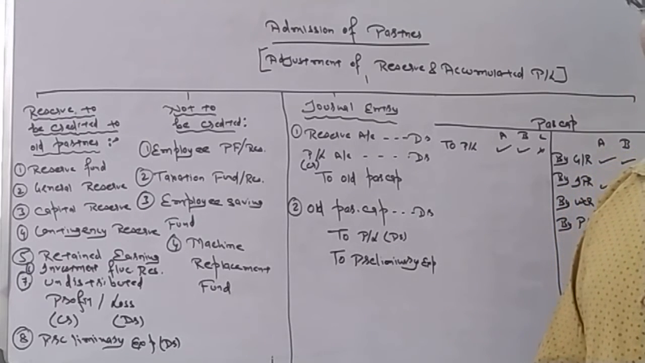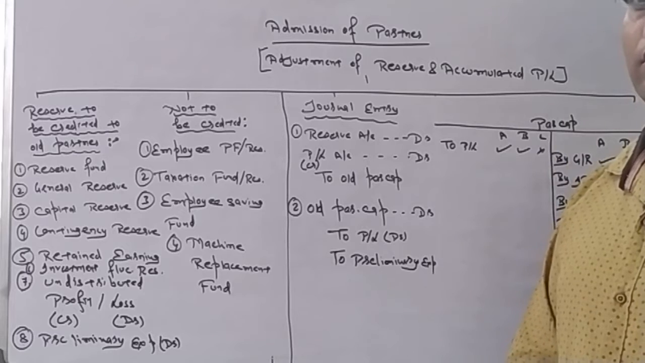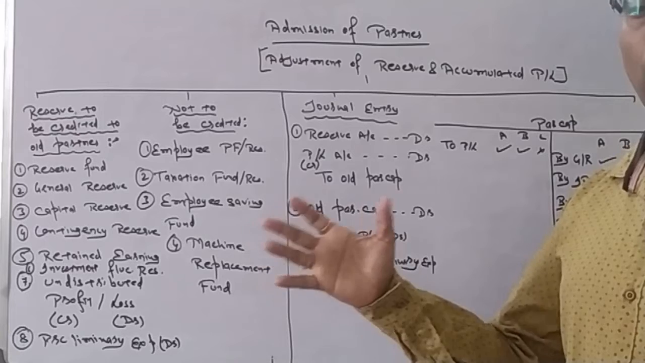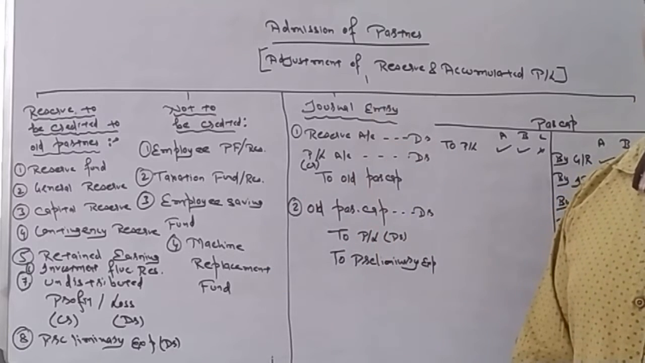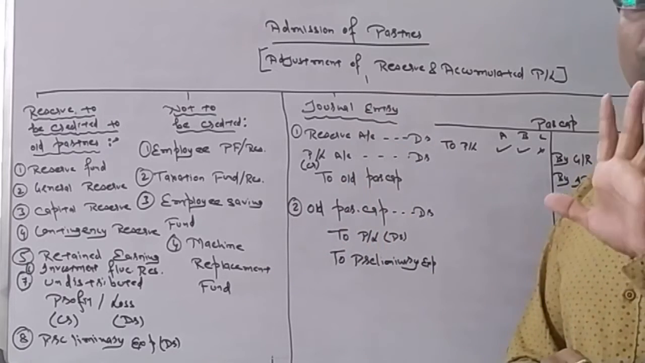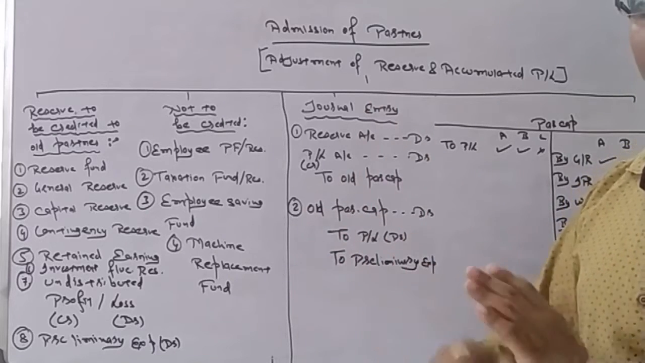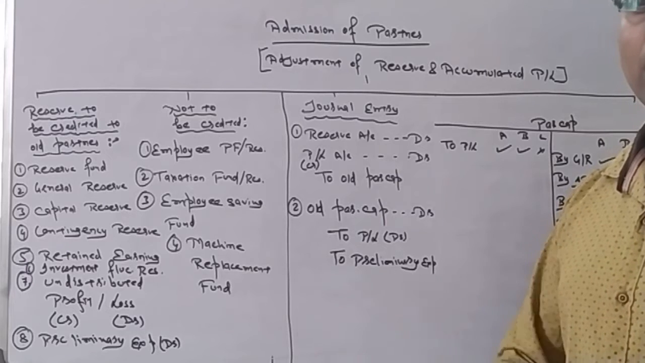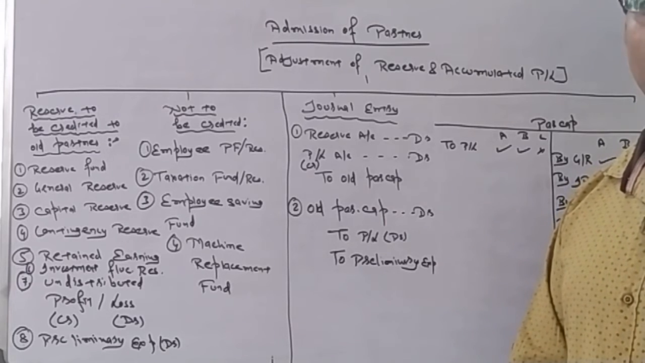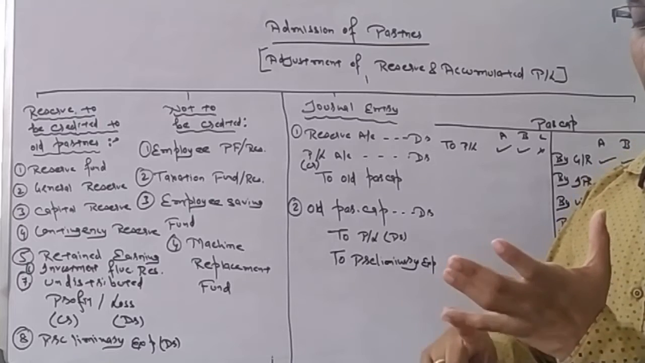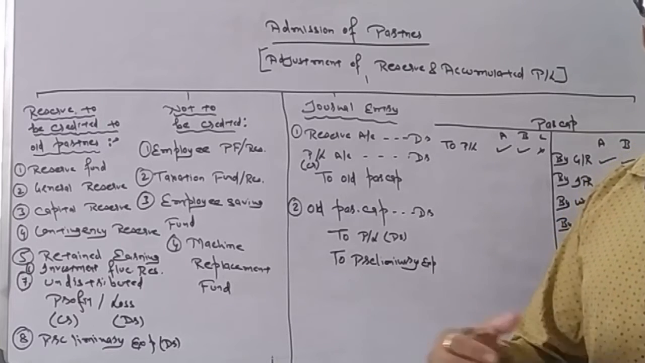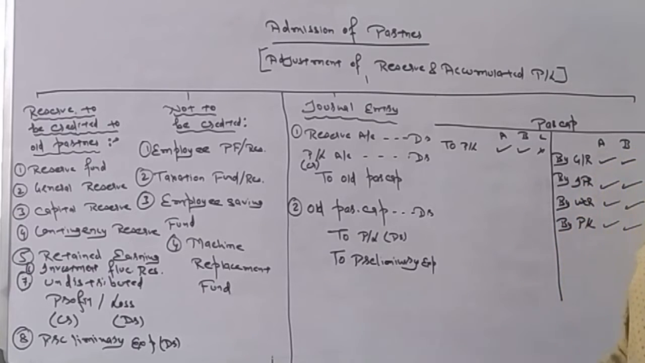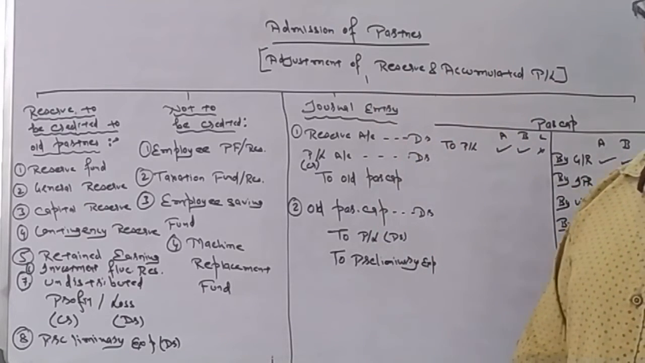Now the next heading was, in our very first class, we discussed that we are going to learn 5 topics under this chapter, and all the topics will be combined in 3 layers. First topic was PSR, GR and SR. Second topic was valuation or treatment of goodwill. Third topic was revaluation of assets and liabilities, and now the fourth topic, adjustments of reserve and accumulated profit.